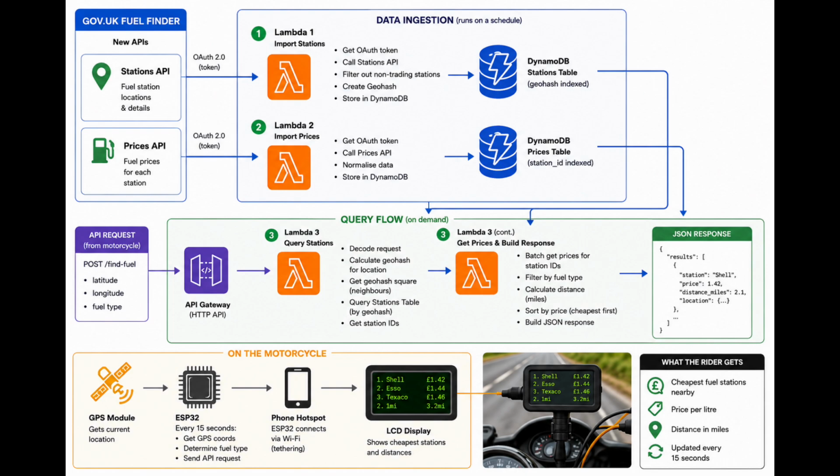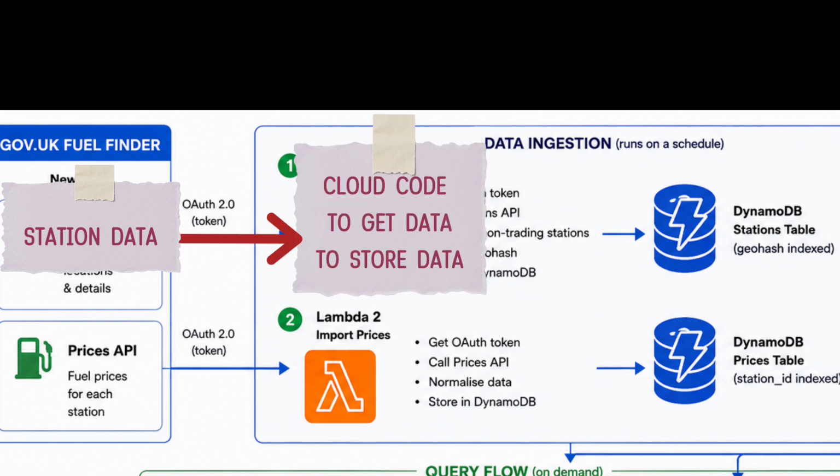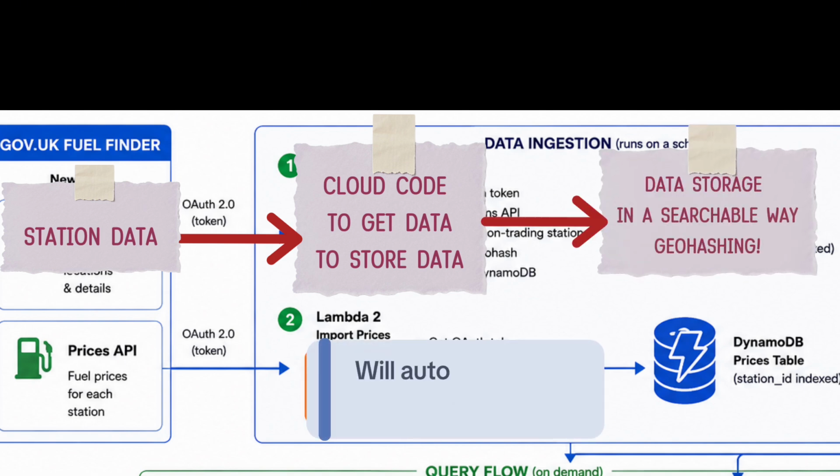That is a lot to ingest. Let's break it down. We've got the government's fuel station data endpoint, their API. We need to write some cloud code to get that data and store it. We need to store it in an easily searchable way using our location, so it makes sense to use geohashing.